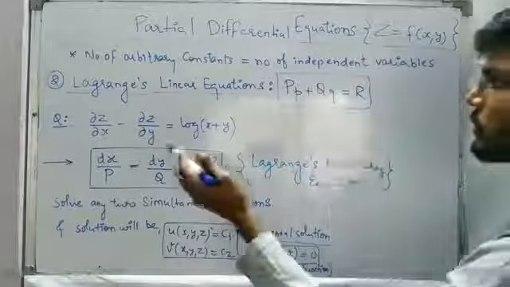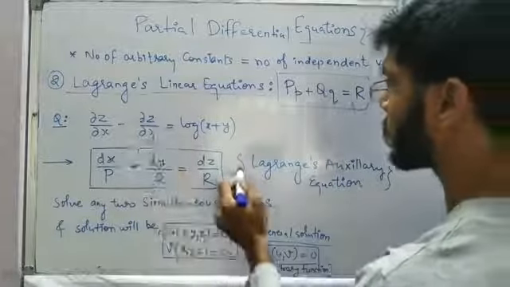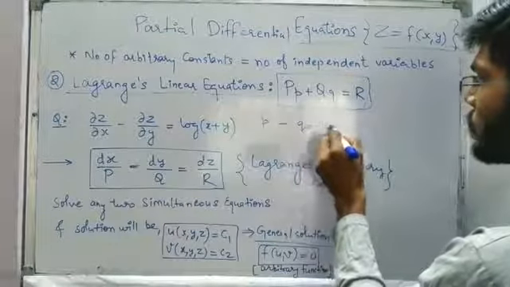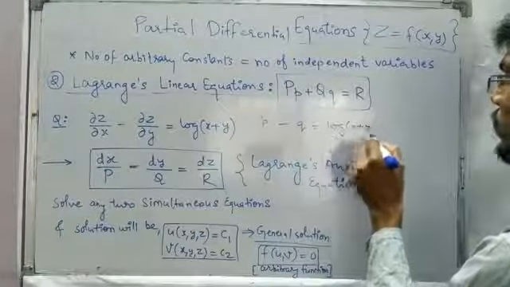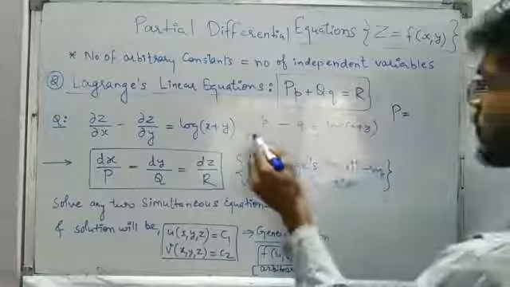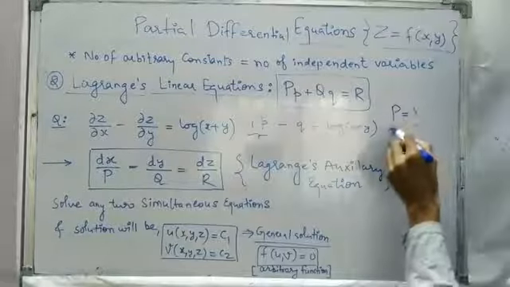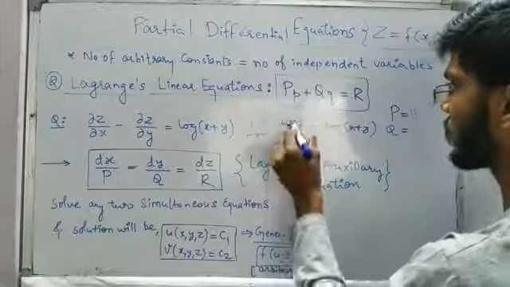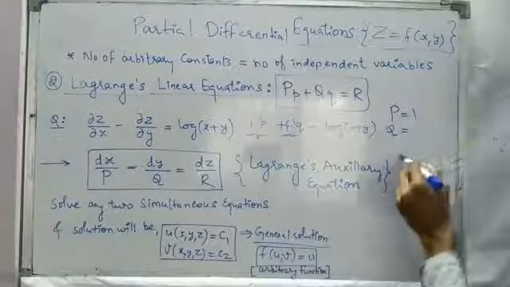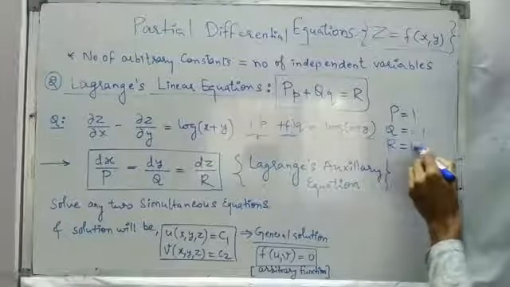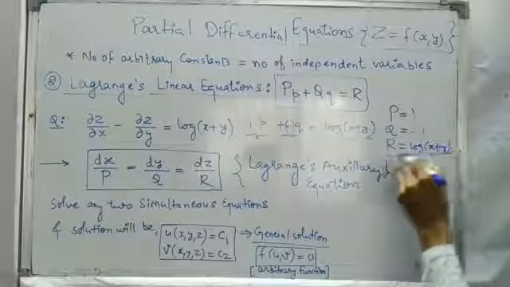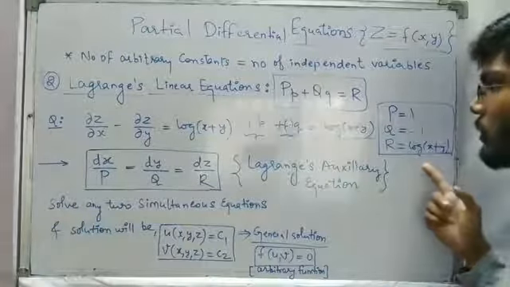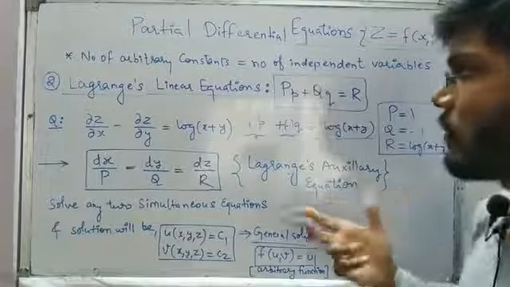So by comparing both of these, first of all we'll have to substitute dou z by dou x as small p and dou z by dou y as small q is equal to log of x plus y. So on comparing, we have capital P, the multiplier of small p, which is nothing but 1, and capital Q, the multiplier of small q, which is nothing but minus 1, right? So capital Q is equal to minus 1, and on the right hand side we have capital R as log of x plus y. So after comparing it with our standard Lagrange's linear differential equation, we have the values of P, Q and R. And now we have to write the general solution.